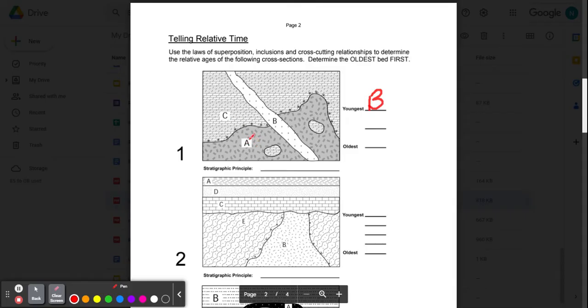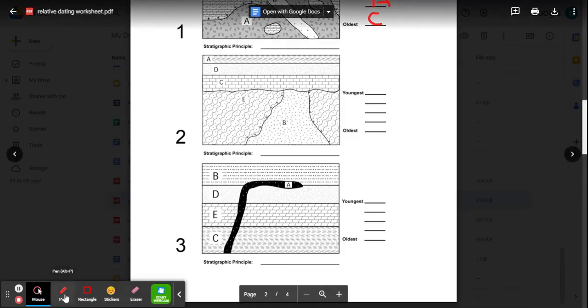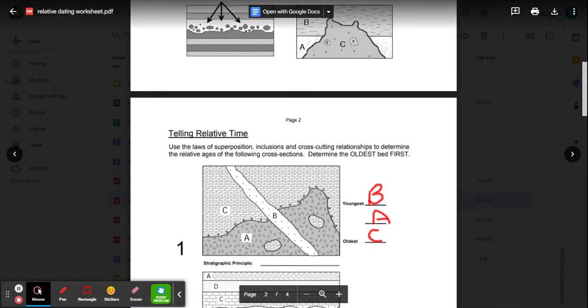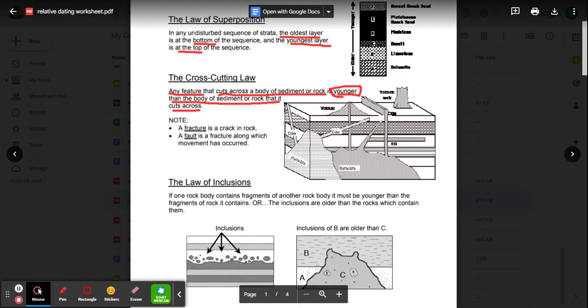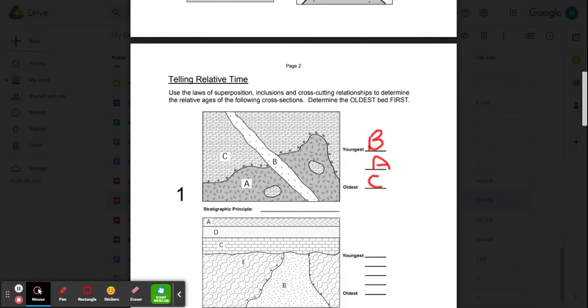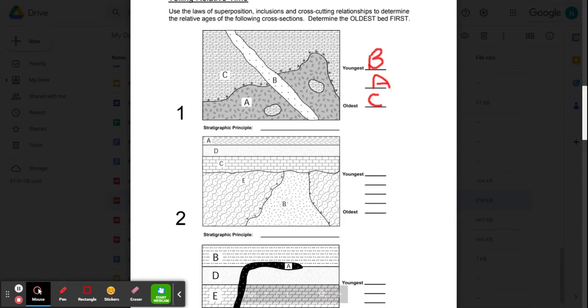So let's look at A. A has two little circles in it that look like they contain parts of C. So that means that C must be older than A. Boom. Look at that. Okay, what's our stratigraphic principle? Let's look up here. I would say that it is the law of cross-cutting relationships. Okay, but you could really use any of the three if you wanted to. All right, but I would say cross-cutting relationships.